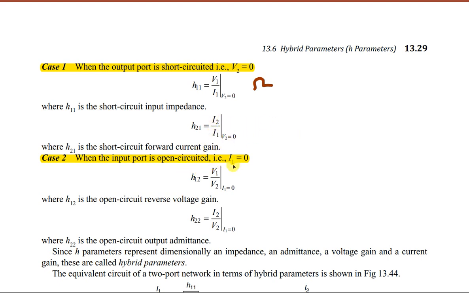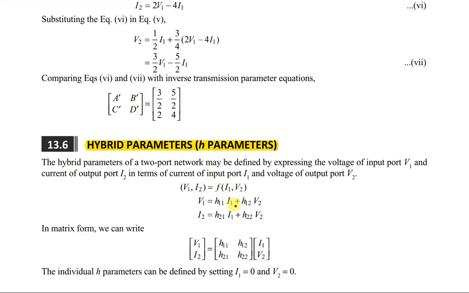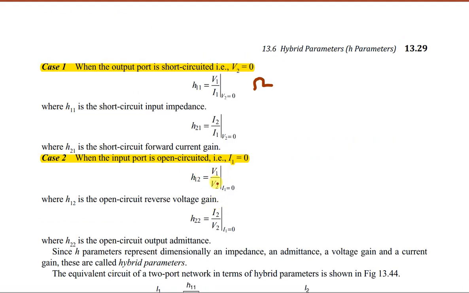Similarly, when I1 is equal to 0, when the input terminals are open circuited, H12 is V1 by V2. It is voltage by voltage, but it is input by output. It is a reverse voltage gain, and it has no unit.